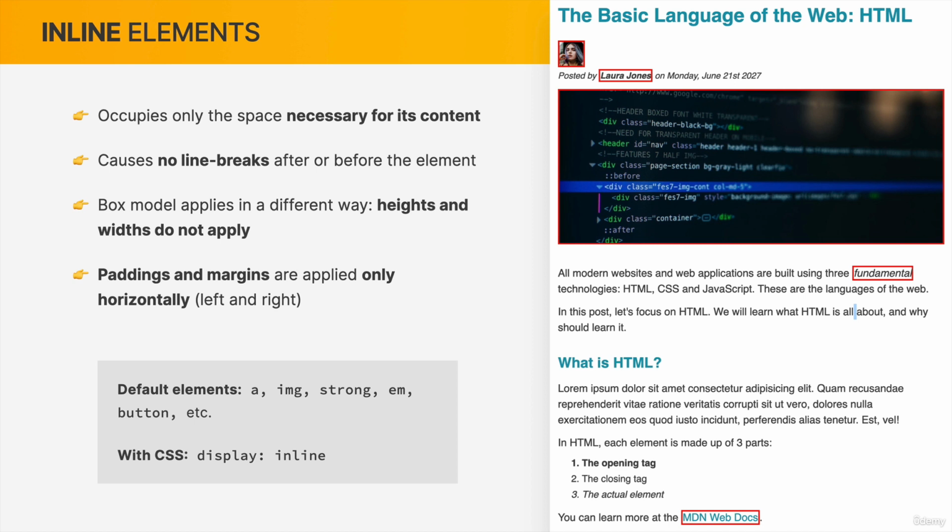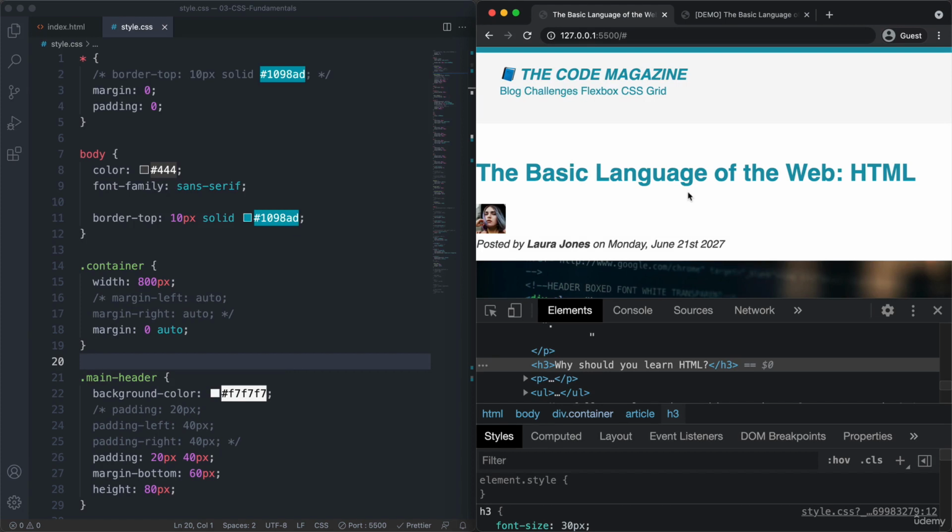Now, by default, some of the elements that are inline elements, so which create inline boxes, are the anchor, image, strong, EM, the button as well, and many more. Now, just like we can use the display property to make any element a block level element, we can also use display set to inline in order to transform any block level element to an inline element. And actually, let's now go back to our code to see some of these things in action.